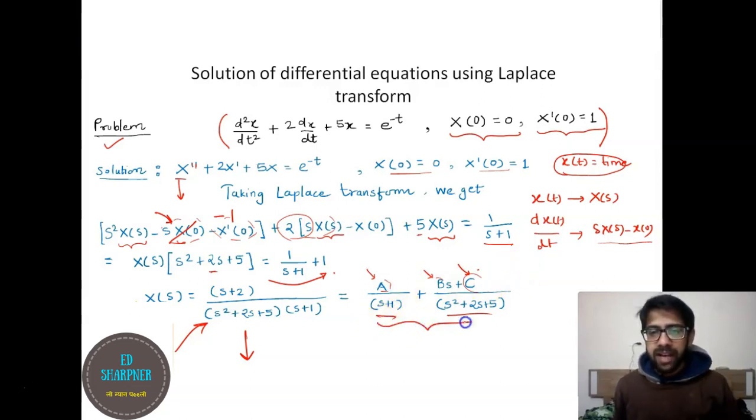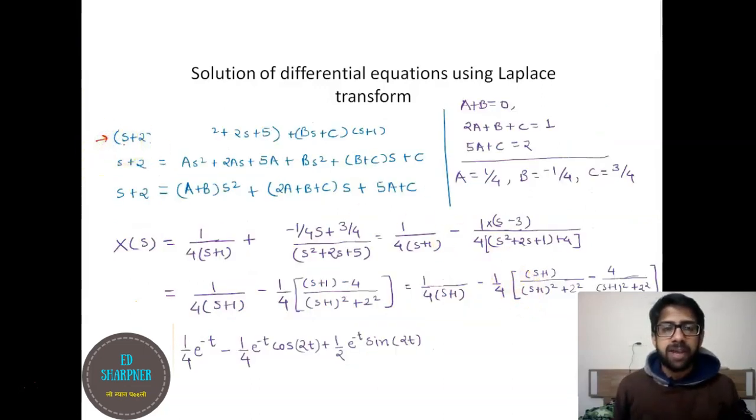These are the fractions to which we can find out the inverse, because this is of the form where the inverse Laplace of this is of the form a into e raised to minus t. And if we further simplify or manipulate this, we can convert this into sine and cos terms. Let us see how.